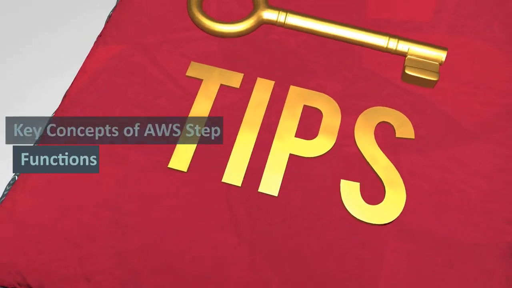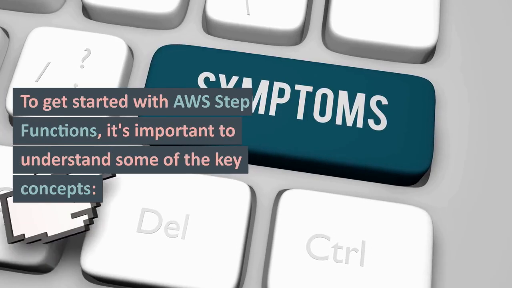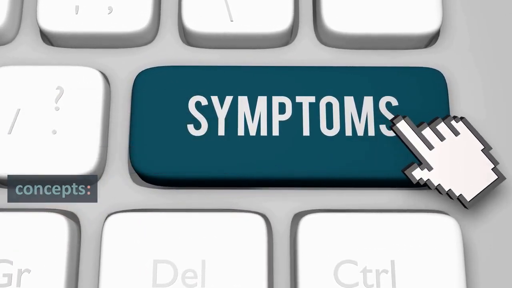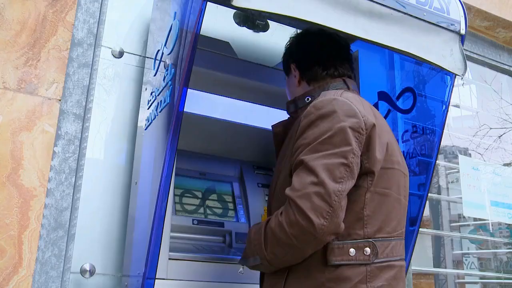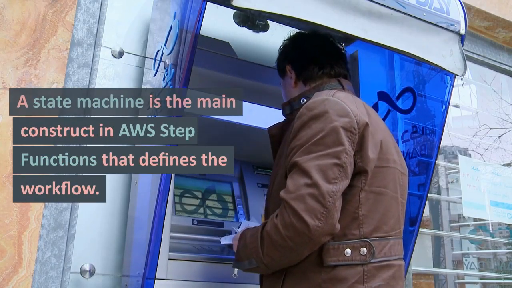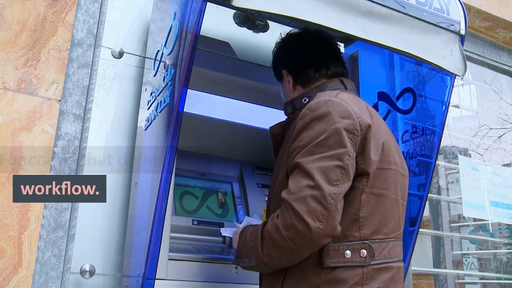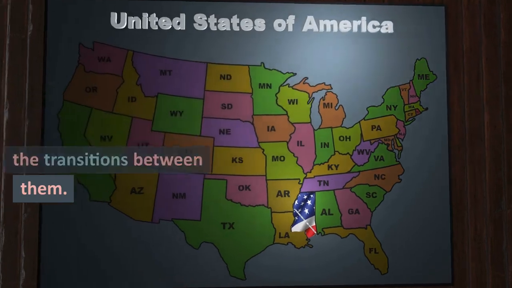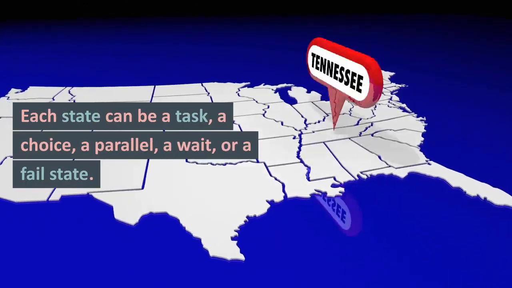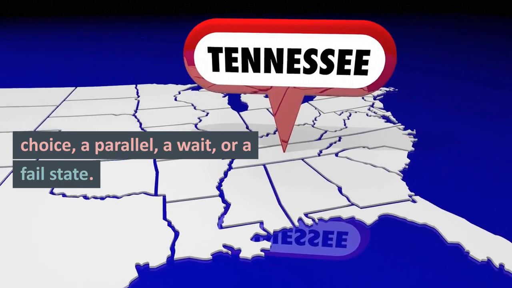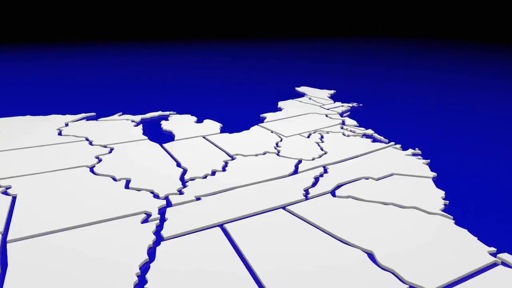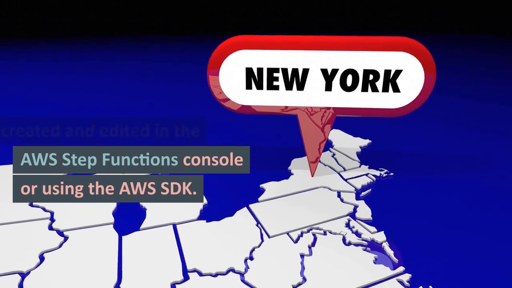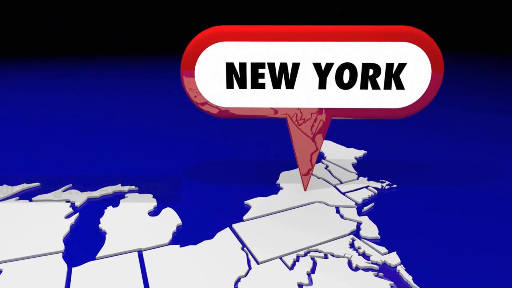Key concepts of AWS Step Functions. To get started with AWS Step Functions, it's important to understand some of the key concepts. State machine. A state machine is the main construct in AWS Step Functions that defines the workflow. It's a JSON document that describes a set of states and the transitions between them. Each state can be a task, a choice, a parallel, a wait, or a fail state. A state machine can be created and edited in the AWS Step Functions console or using the AWS SDK.